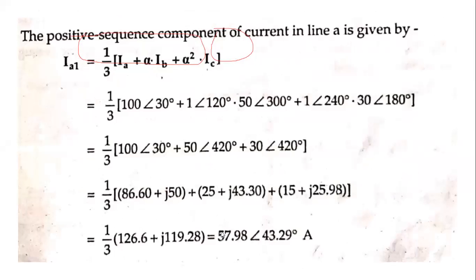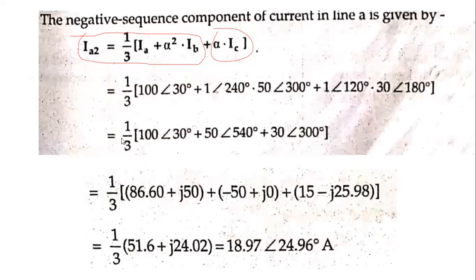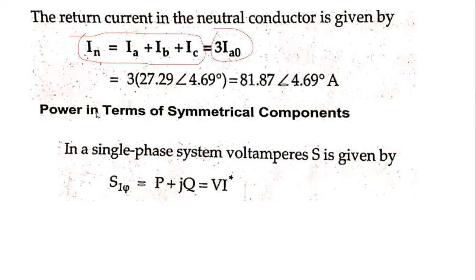This is the problem related to symmetrical components. Next, we come to the derivation for powers in terms of the symmetrical components. Up to this point, we have calculated the currents for the zero sequence, positive sequence and negative sequence, and the voltages for those sequences. Now we calculate the power in terms of the symmetrical components. In a single phase system, the volt ampere S is the power.